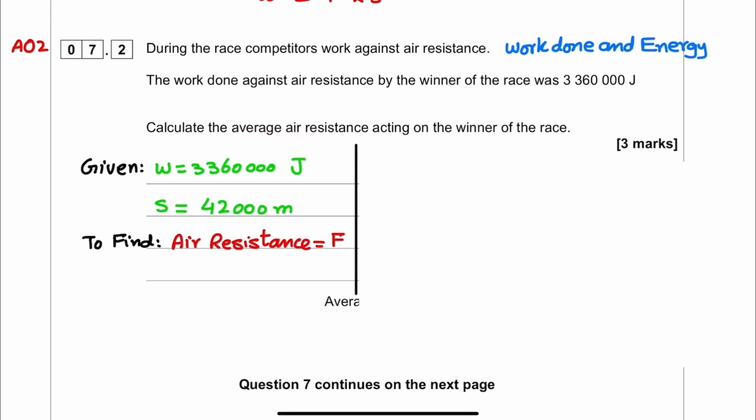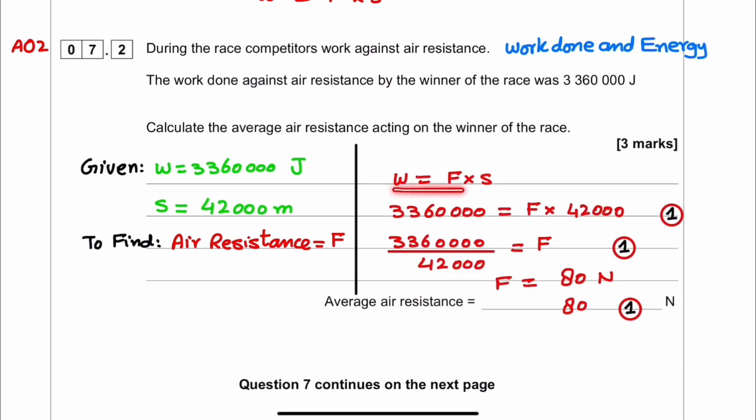The amount of energy, or the work done, is given here, and the distance traveled by the competitor is 42,000 meters in the race. We need to find the air resistance. We will use 7.1, and we will use the formula work is equal to force into the distance to find the air resistance. Let's see the model answer.